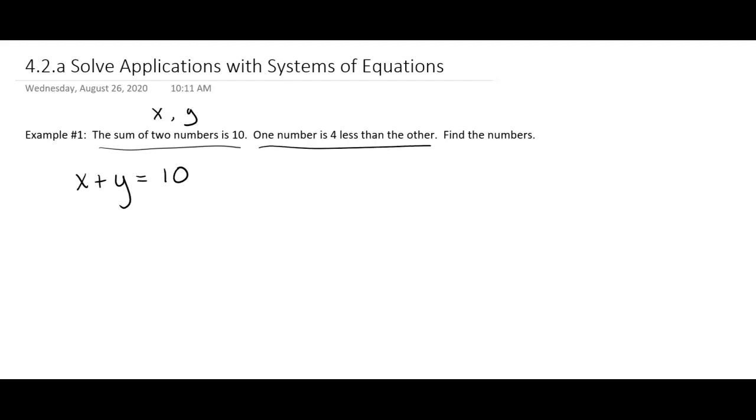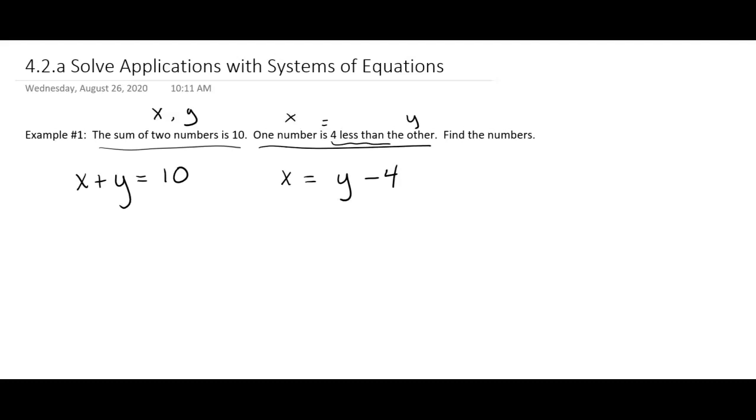Now the second sentence says one number, I don't know which one, x or y, it doesn't really matter to me. One number is, so there's my equal sign, so I put x equals, now 4 less than, that's that minus 4 from the other, so y minus 4. That would be the other. If x is the one number, then y has to be the other. So now I have two equations, and it tells me to find the numbers.